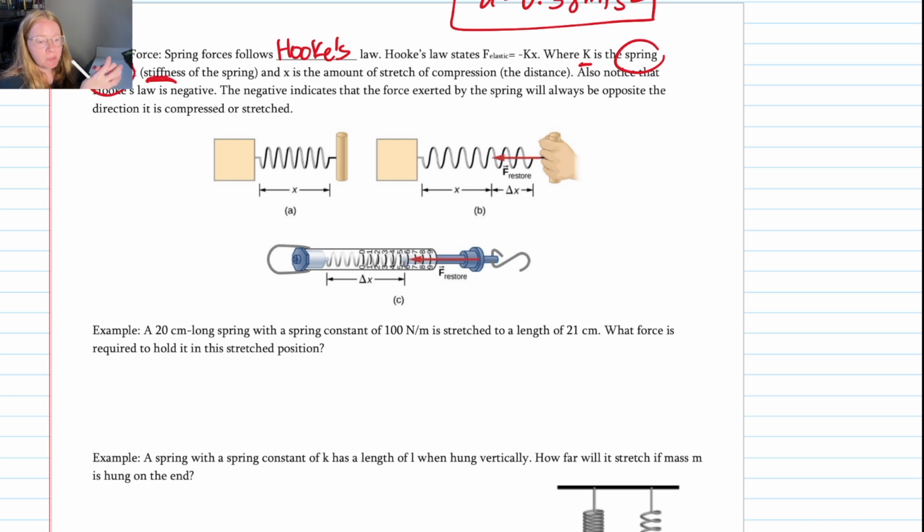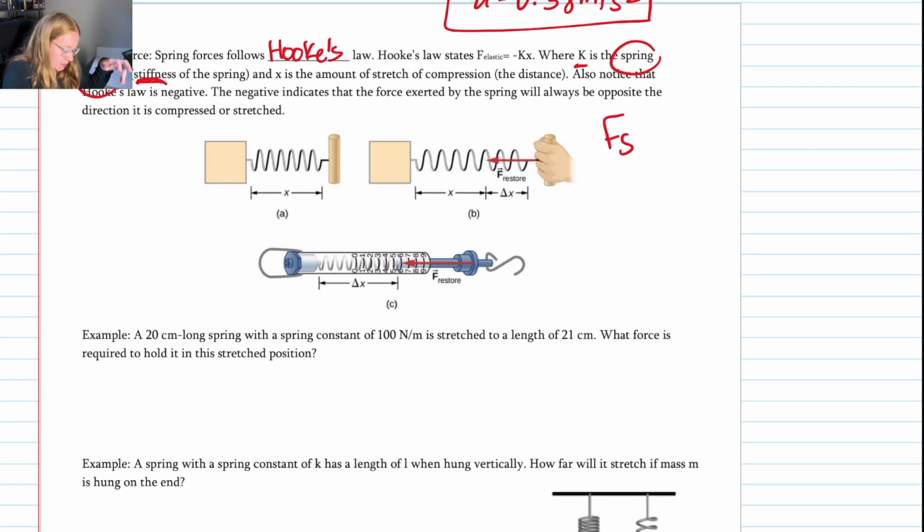If a spring is really stretchy, that's a low k value, a low spring constant. But if a spring is really stiff, that gives it a high spring constant value, which would require more spring force. And that x, which we should really think of as delta x, the change in x, is the compression or stretch of the spring. Whatever you change the spring by, that distance is delta x.